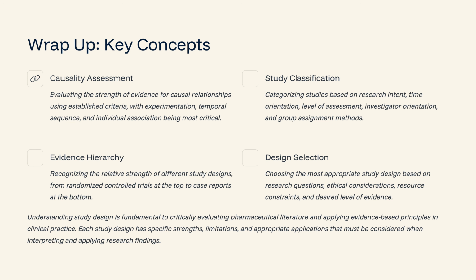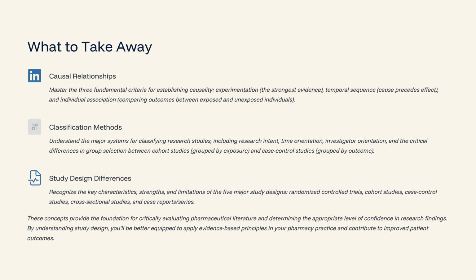What are the key concepts from this module's lecture? Learning about causality assessment, so what goes into evaluating the strength of evidence for causal relationships, how we classify studies, where these studies fall in the evidence hierarchy pyramid, and how you actually design the selection for certain studies. And with that being said, I just want to reiterate what to take away from this module and what you should be expected to know, because this is just going to be the foundation for the remainder of the course. Causal relationships, classification methods, and study design differences.